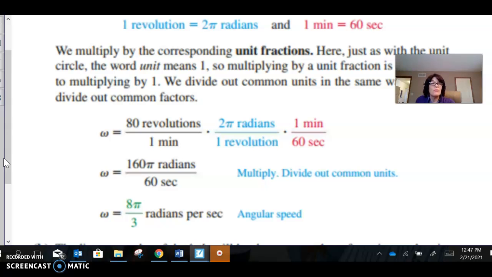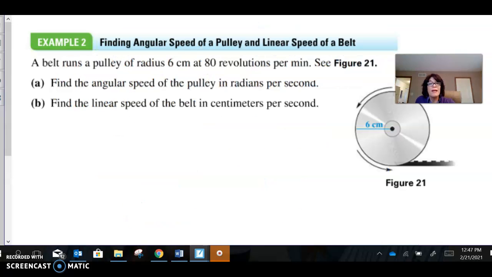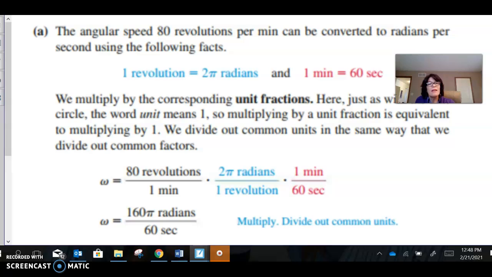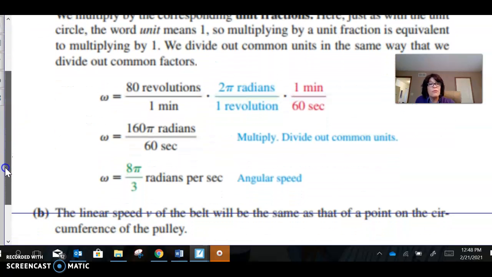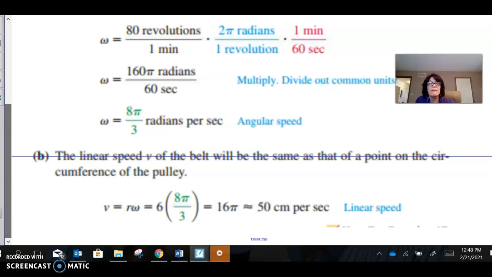I just want to make sure you realize that you had the angular speed from the beginning, just not in the right units. Let's look back at the way they said it. A belt runs a pulley of radius 6 at 80 revolutions per minute. 80 revolutions per minute is the angular speed, but they wanted the angular speed in radians per second. So that was just some unit switching.